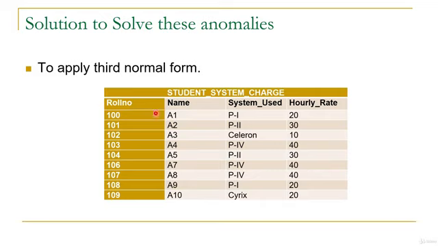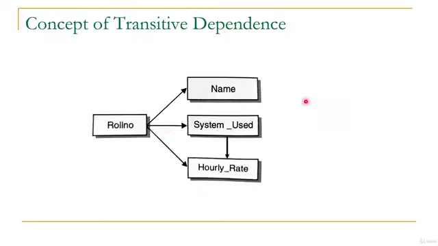Now let us consider this table where we have problems regarding insert, update and delete anomalies. In order to remove these anomalies, let us draw its functional dependence diagram. Here we have roll number as the primary key, while name, system used and hourly rate are its non-prime or non-key attributes. We also discussed in our previous session that there is a dependence between system used and hourly rate. If I draw its functional dependence diagram, you can see that roll number is the primary key which functionally determines name, system used and hourly rate, and system used also functionally determines hourly rate.